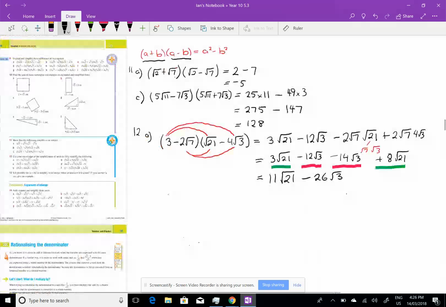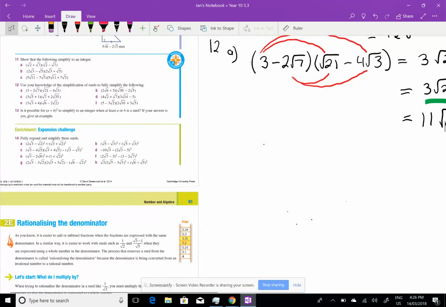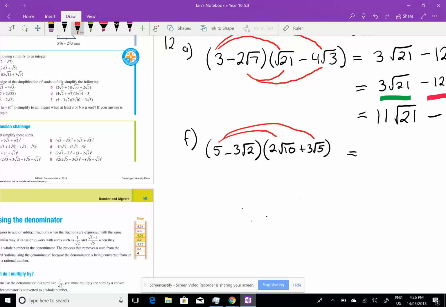All right, let's go all the way down to 12f, because you need to have a go at 12b and d on your own. They're just expansions. So here is 12f. And what have I got? I've got 5 minus 3 root 2 and 2 root 10 plus 3 root 5. Now again, I don't write out all the expansions, but that's only because I've done them lots and lots. You might need to write out all the expansions. So here I go.